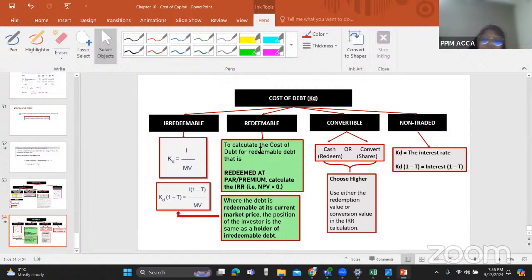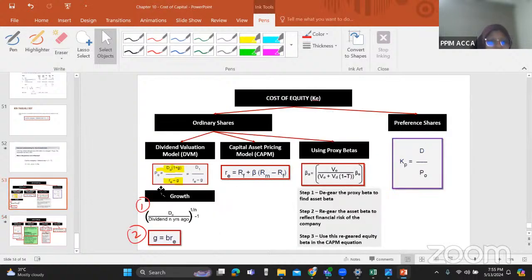So it says here, choose the highest, the cash option or the share option, and use either the redemption value or conversion value in the IRR calculation, because obviously the debt holder will choose whichever one will give him a higher return. We will go through some of these costs of debt also today, hopefully if we have time. But for now, let's focus just on the dividend valuation model.